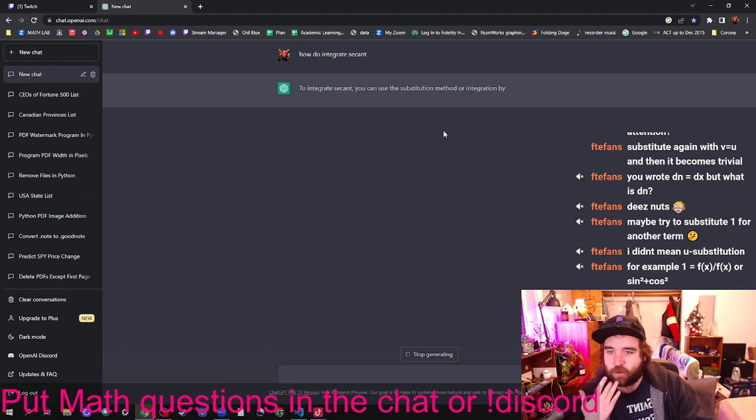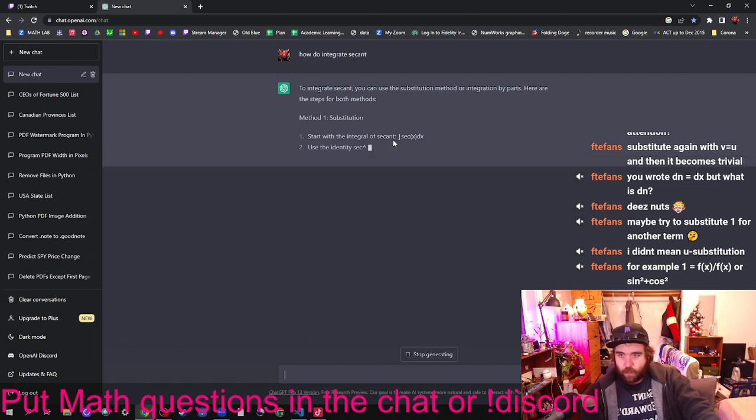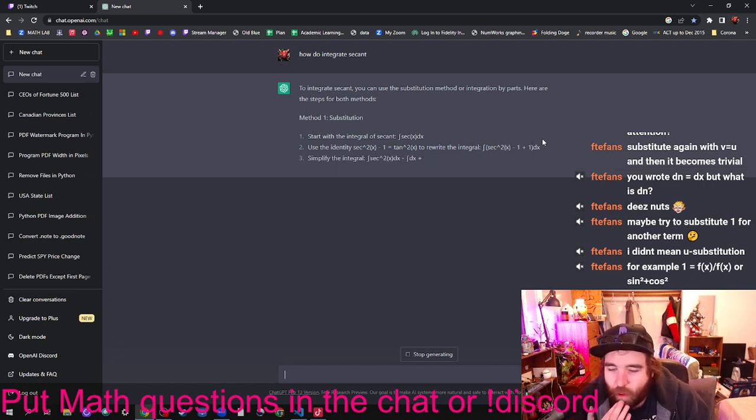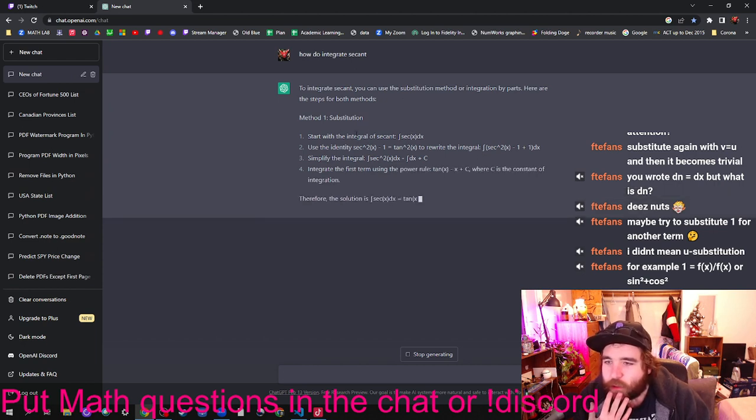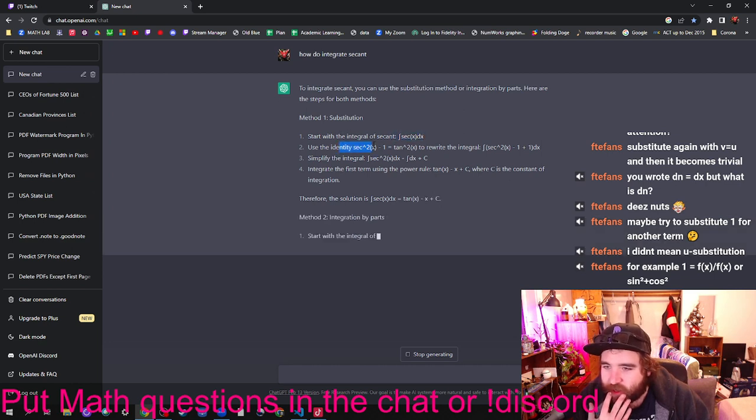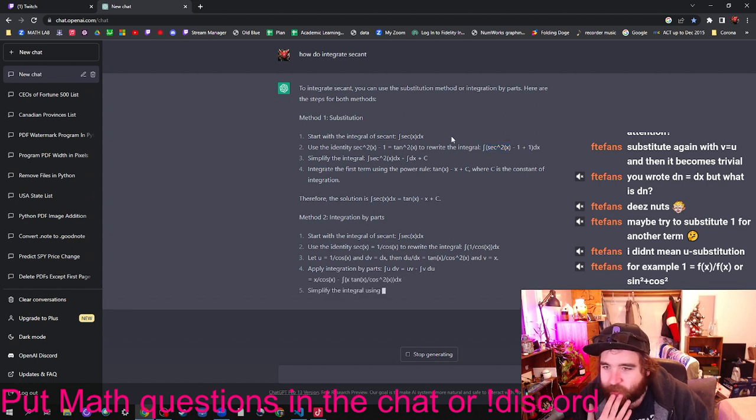To integrate secant, you can use the substitution method or integration by parts. Oh, I didn't even think about integration by parts. I haven't learned integration by parts, though. Wait, what? That's not true. Start with the integral of secant of x. Use the identity secant squared minus 1 equals tangent squared of x to rewrite the integral. Is that? What? That's not the same thing.